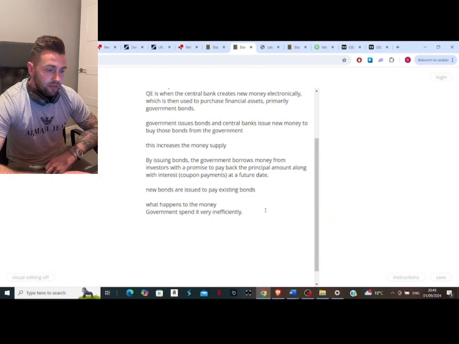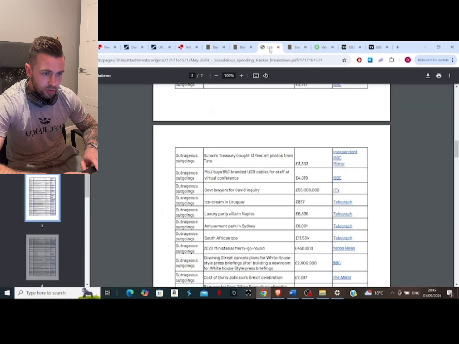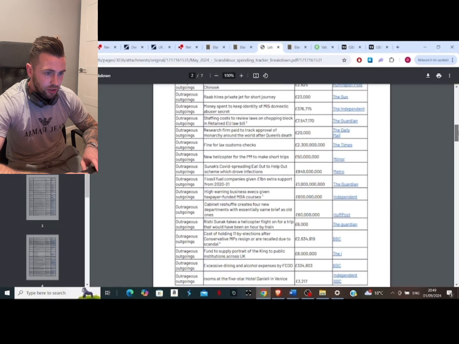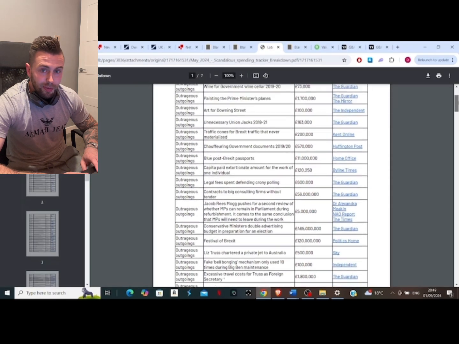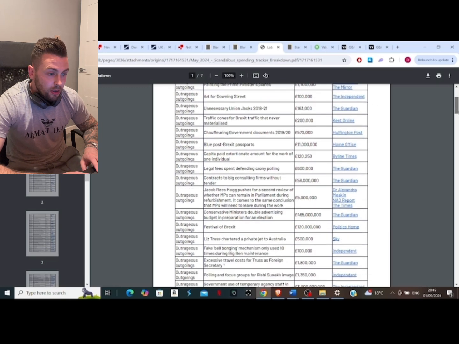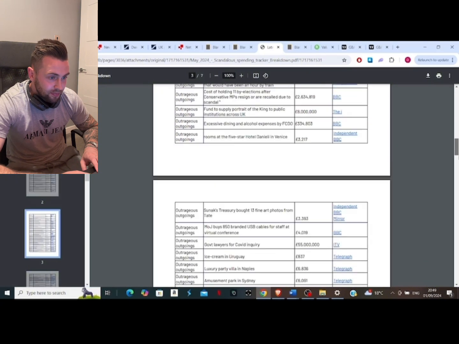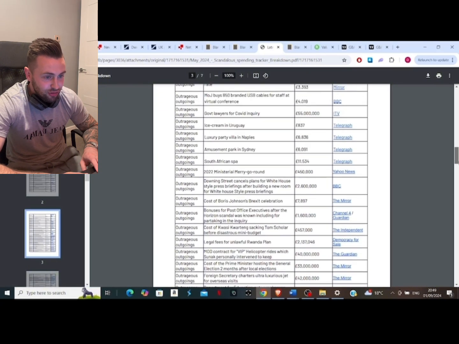So the government receives this new money from the bond. What happens to this new money? Well, the government do what the government do: spend it very inefficiently, if we're being kind, or steal it if we're being honest. 1.7 million to paint the Prime Minister's planes. I'm sure taxpayers love that. Contracts to big consulting firms without tender, 56 million there. My favourite part in this video, what was that? Ice cream in Uruguay.